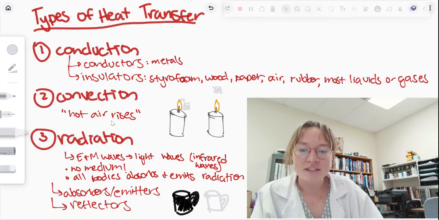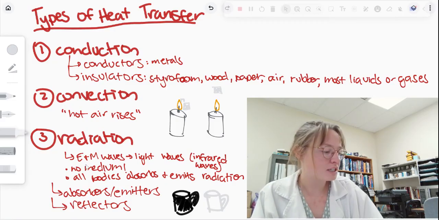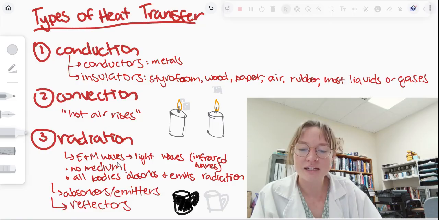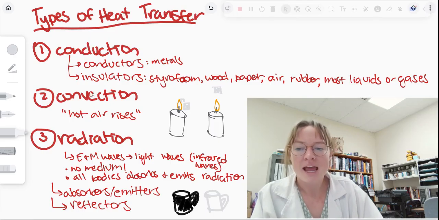And that is all for today, folks. Today we talked about the 3 types of heat transfer. We talked about conduction, convection, and radiation. We talked about with conduction how there are conductors and insulators. We talked about convection being really just the idea of hot air rising. It's just the movement of the warm stuff going up and the cold stuff going down. Then we talked about radiation, how radiation is really just electromagnetic waves, and we have some things that are good absorbers and emitters of electromagnetic radiation, and other things that are better reflectors.